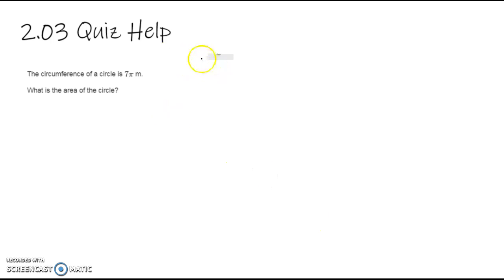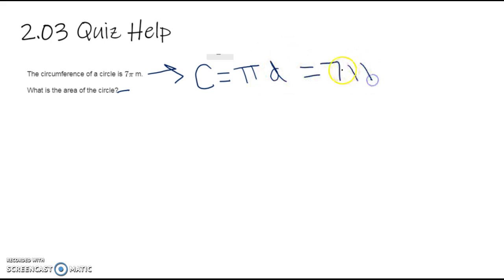Okay, the next one that I want to talk about is this one. It says the circumference of a circle is 7 pi meters. Before we go any further, even though it's asking us for the area, we need to know, what is the circumference formula? Circumference is equal to pi times the diameter. Well, if I know that the circumference is equal to 7 pi, this is slightly out of order, I know, but 7 has to be the diameter. If pi times the diameter is equal to 7 pi, cancel out the pi on both sides, diameter is equal to 7 for this circle. So we're using that circumference to find the diameter.